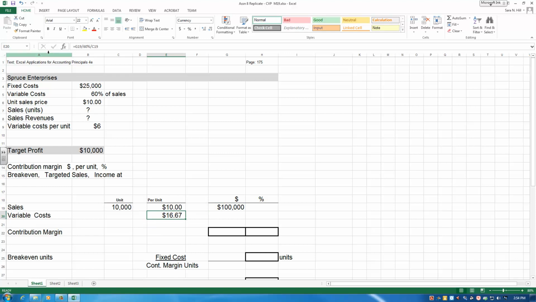Oh, that didn't work out. Let's look at what the formula is doing. Times 60%, not divided. There we go. $6. So we also had that calculated for us up here. So we could have grabbed the $6 up here as well. Okay. So let's just go ahead and fill in what that is in dollars. We'll take our $6 times our 10,000 units.